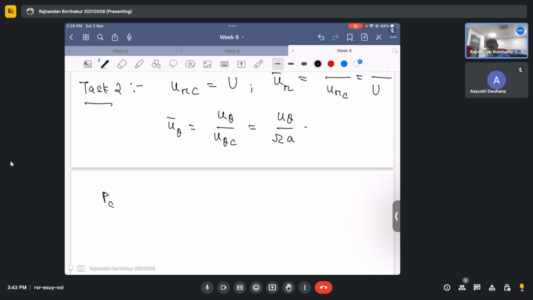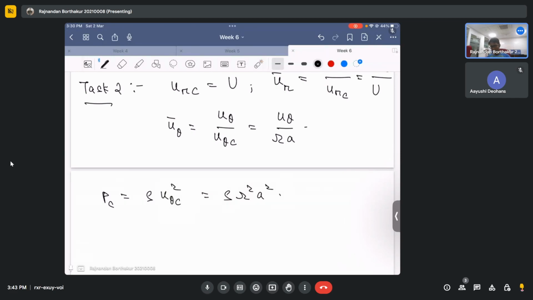Similarly, PC, they have said, is nothing but rho times U theta squared. So it is rho times U theta C squared, and U theta C is omega A. So it becomes rho times omega squared A squared. Again, it is not necessary that you take this at U theta C; you can also take it at URC. But since the problem has already stated that you need to take the pressure scale like this, that's why we are doing that. It is not a hard and fast rule that you need to take this as U theta C only.